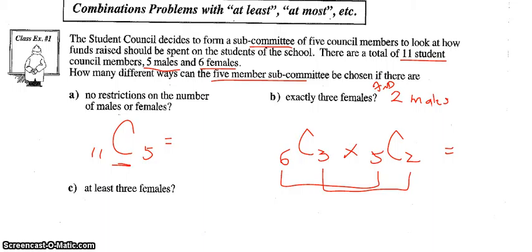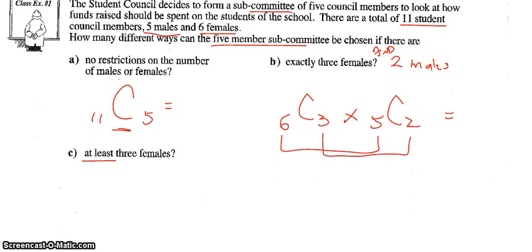Now, the new type of question that we will see in this lesson is at least or at most. At least 3 females. What does that mean? You want to have at least 3, but it could be 4 females, and it could be 5 females. Whenever you have at least or at most, it just means you have different cases. You have this case or this case or this case. Notice I say or. You add the cases together.